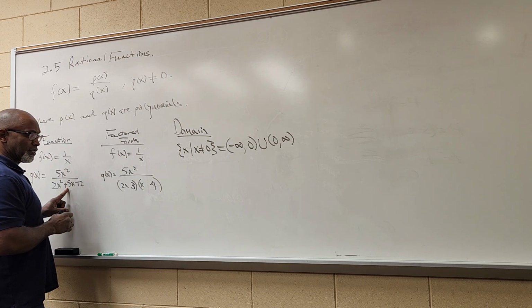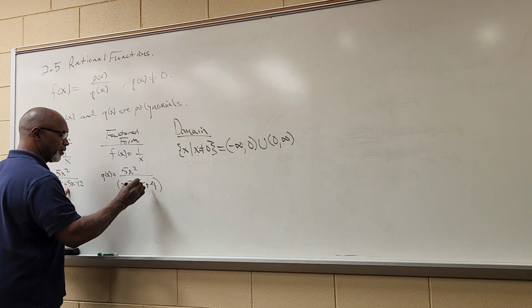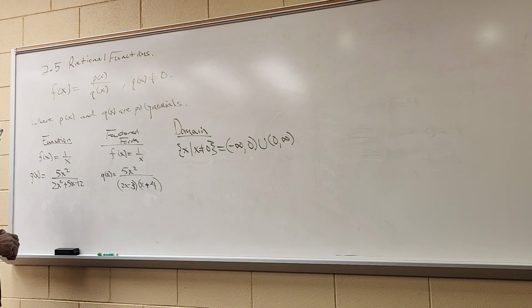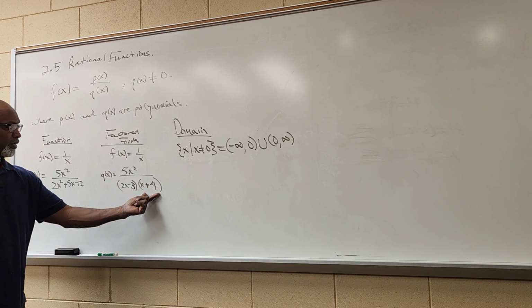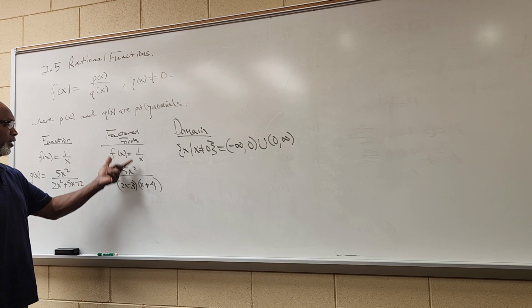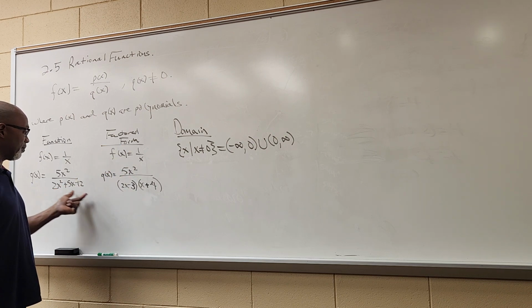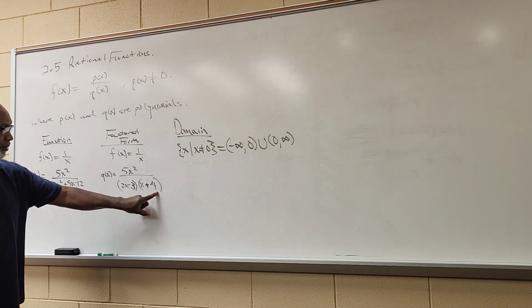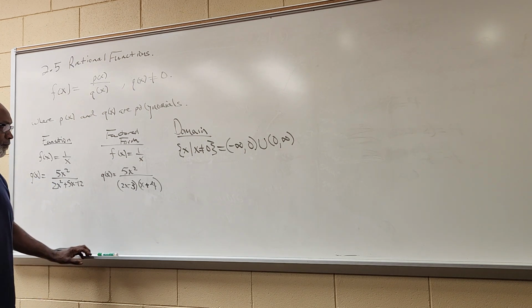And I need a positive 5x, so I'm going to put a plus with the 4 and a minus with the 3. So 2x minus 3 times x plus 4 will give me 2x squared plus 5x minus 12. That's why they call this the factored form. I took my denominator and I factored completely. And you could FOIL out this binomial times that binomial and you'll get that trinomial.